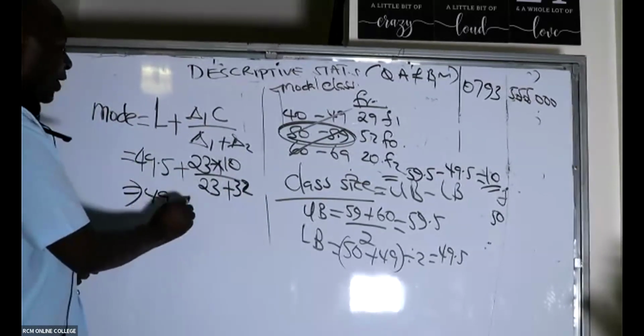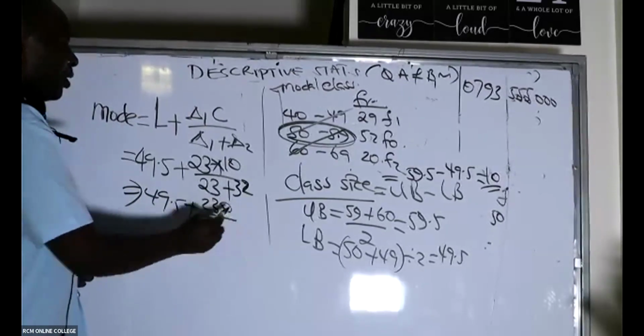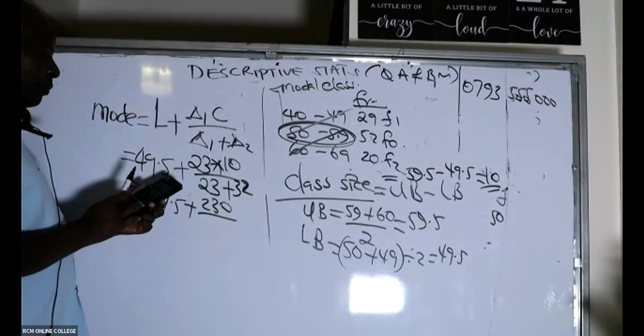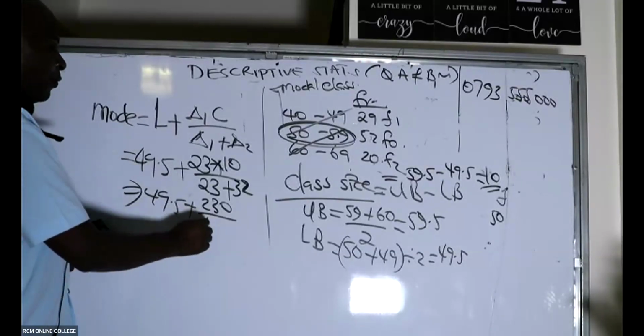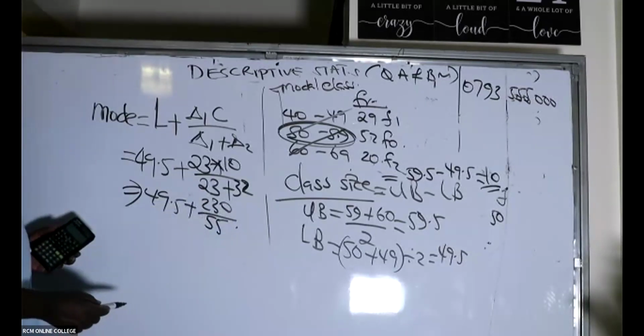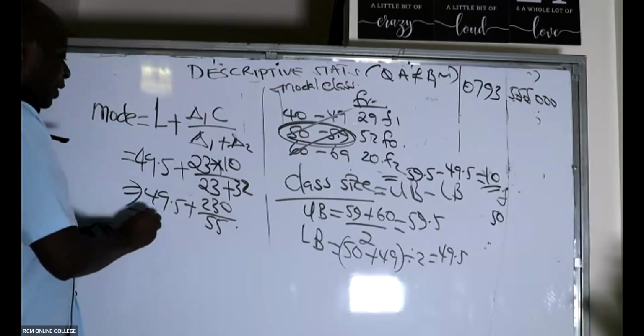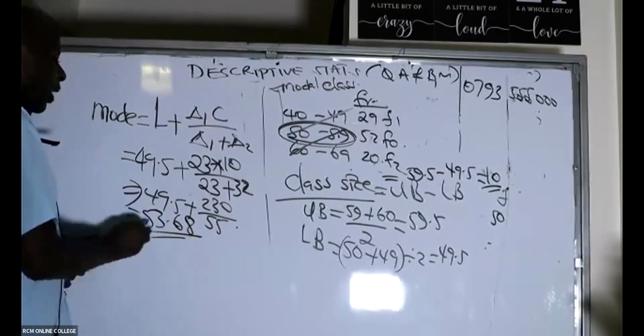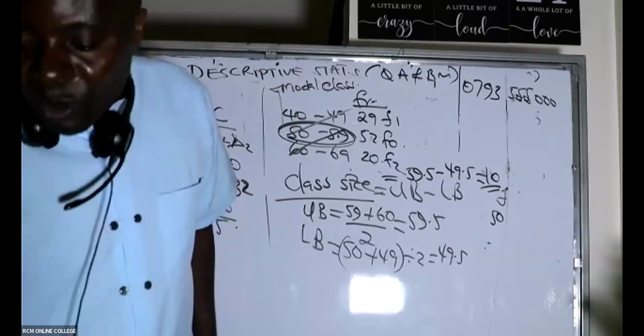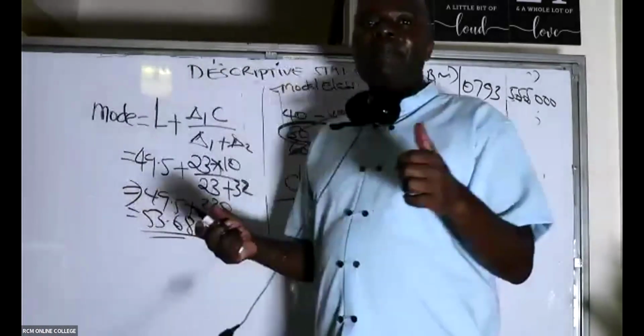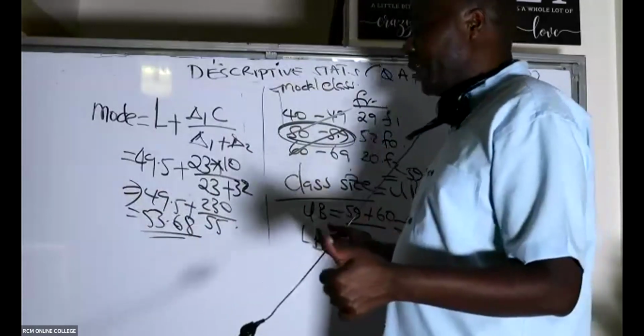Therefore, this will be 49.5 plus who? This is 230 all over 23 plus 32, which gives me 55. And once I have that, then to be able to get the final answer, it will be 49.5 plus 230 divided by 55, which then will be able to give me an answer of 53.68. So I believe now, Abdi, having done even a different example, using the same format, makes this even easier for you.